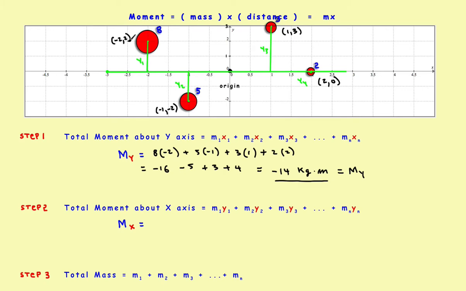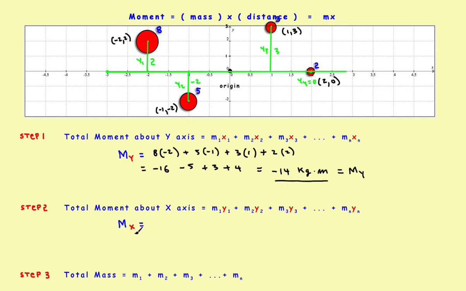So this time, y1 would be a 2. Y2 is a -2. This distance would be 3. And this distance would be 0. So there are the distances. So now with that, let's go ahead and do the calculation down here.